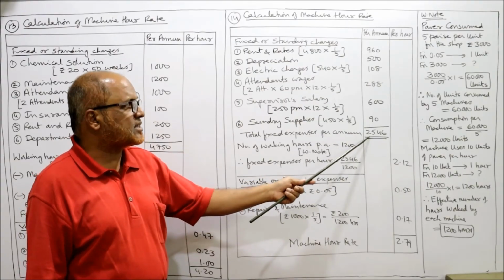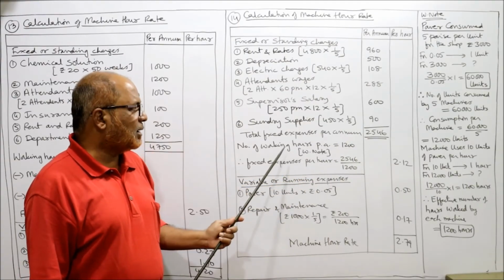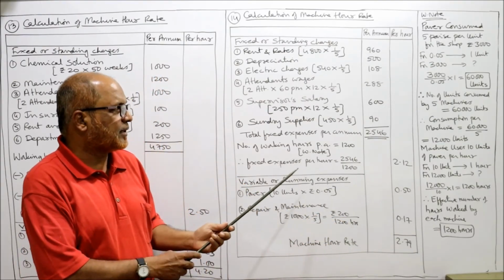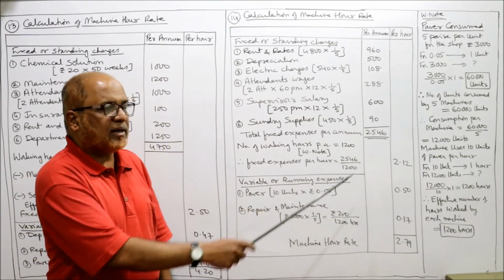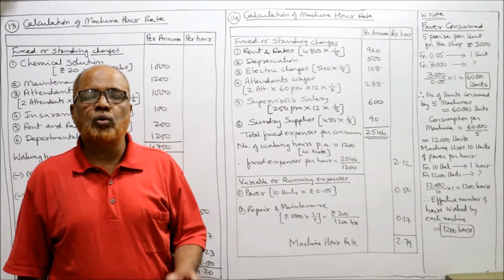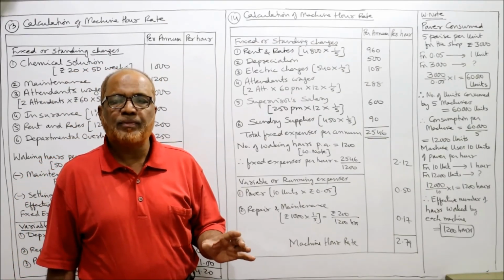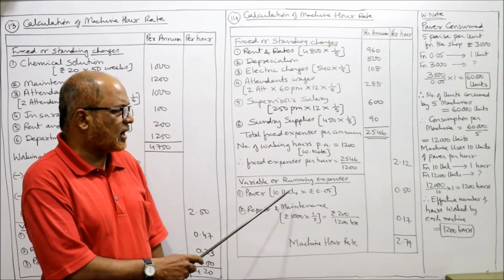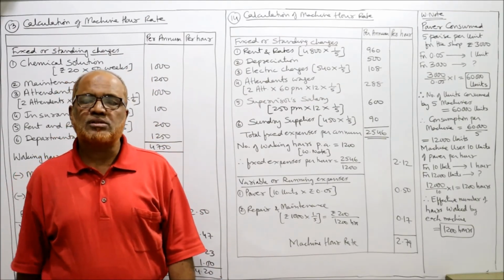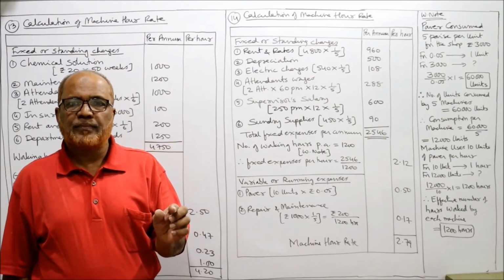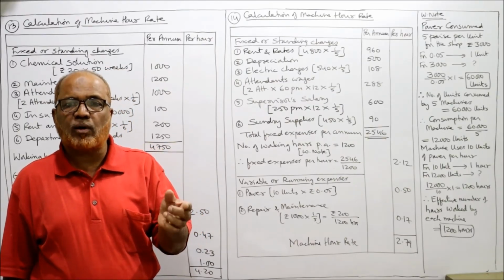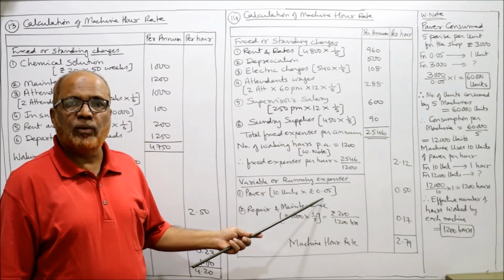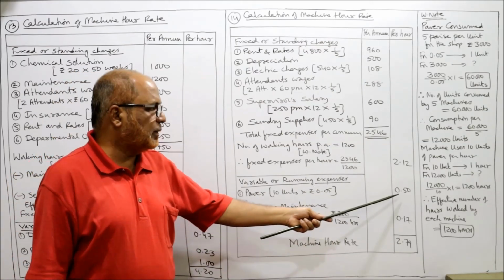So total fixed expenses 2546. And number of working hours per annum already we have calculated 1200 hours per year. So 2546 divided by 1200, 2.12, 2 rupees 12 paisa. This is the fixed expenses per hour. Now variable or running expenses. Power consumes 10 units per hour. In 1 hour it consumes 10 units and 1 unit is 5 paisa. It is given in the problem. 5 paisa per unit. So 10 units, 50 paisa.